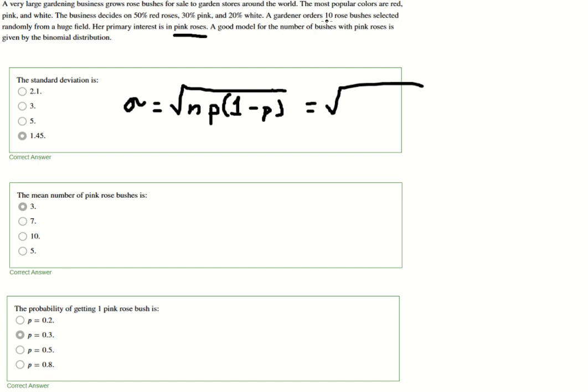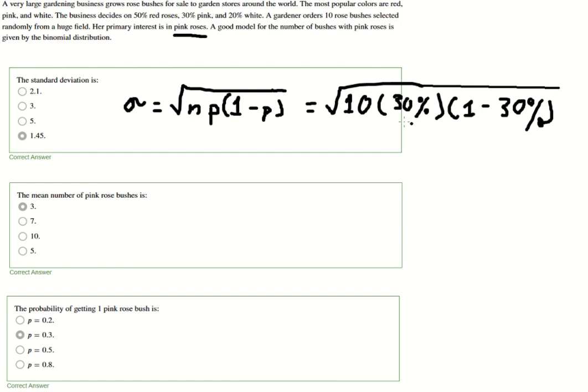So we know that, and that is about the 10 rows in here. We put number 10. Probability to select pink, that is about 30%. Multiply by 1 minus 30%. So we calculate this one, and that is about 1.45. And that is this answer in here.